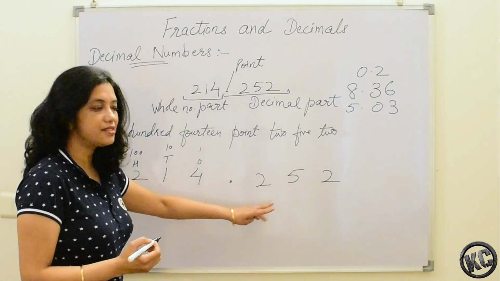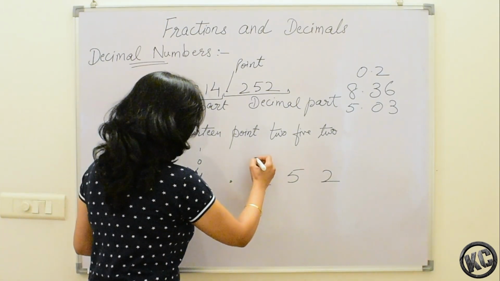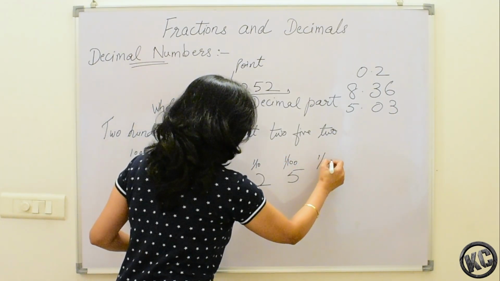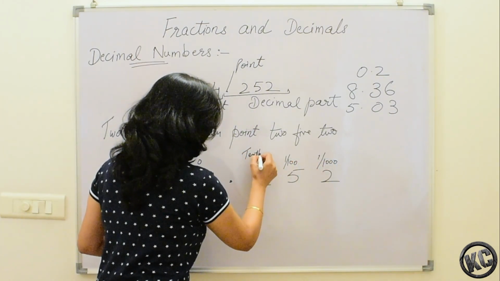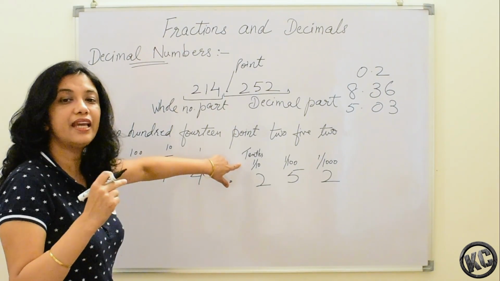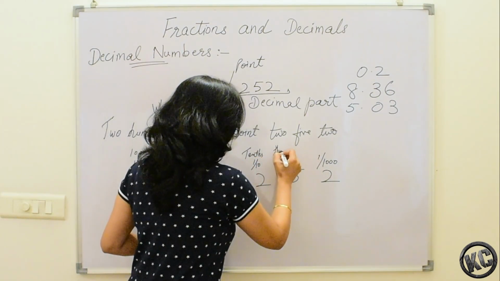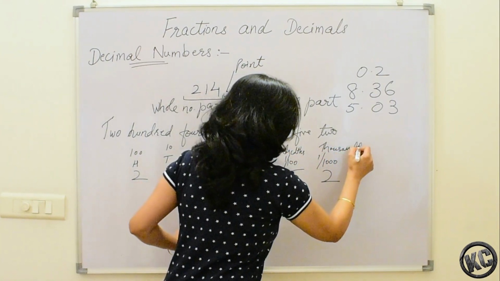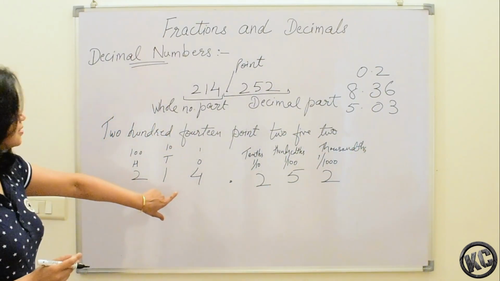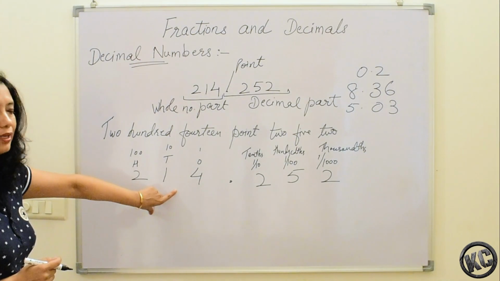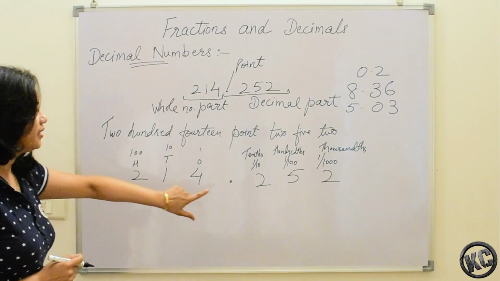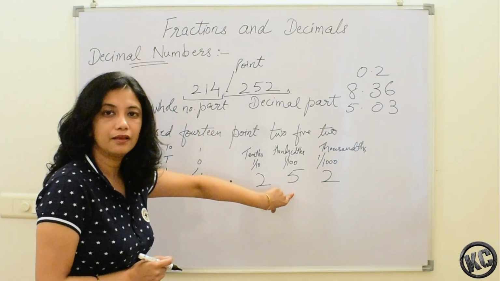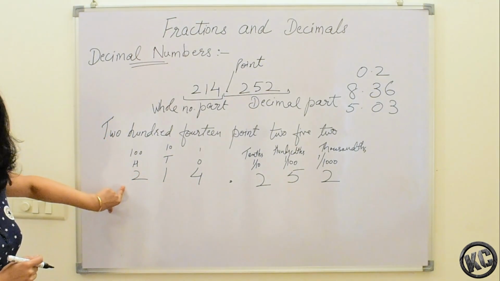Now when we go to the right side of this point, how do we write them? As 1 by 10, 1 by 100, 1 by 1000. This is tenths, not tens, tenths, hundredths, thousandths. This is how we have made the place value chart: ones, tens, hundreds, tenths, hundredths, thousandths. To this side there is no ones. So this is how we have placed this number in the place value chart.